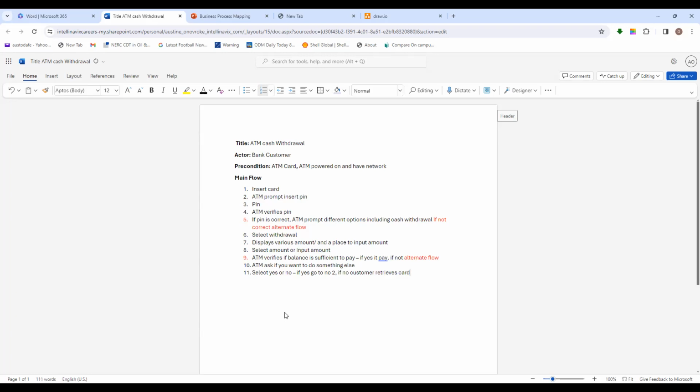Has the customer collected the money already? No. Let's withdraw now. You select pay, withdrawal. So where does it disperse the money? At what ATM point is the money being dispersed? Number 9. Pay, number 9, ATM verifies the balance is sufficient to pay. If yes, pay. Okay, that's where the cash is dispersed. That's good.